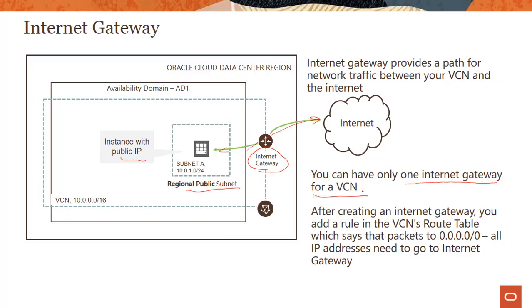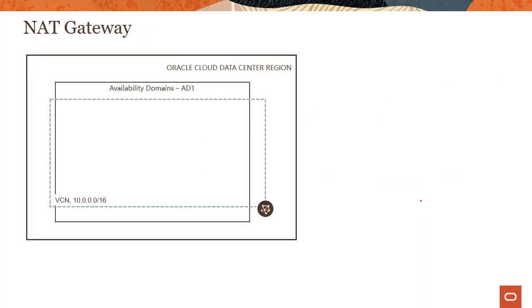All of them go through the one internet gateway which is available for the VCN. As we saw in the previous slide, after creating an internet gateway, you need to add a rule in the VCN's route table which says that packets to 0.0.0.0/0, meaning all IP addresses, need to go to the internet gateway. And if you do create an internet gateway, add a rule, and you have a web server, then you can start communicating to that web server.